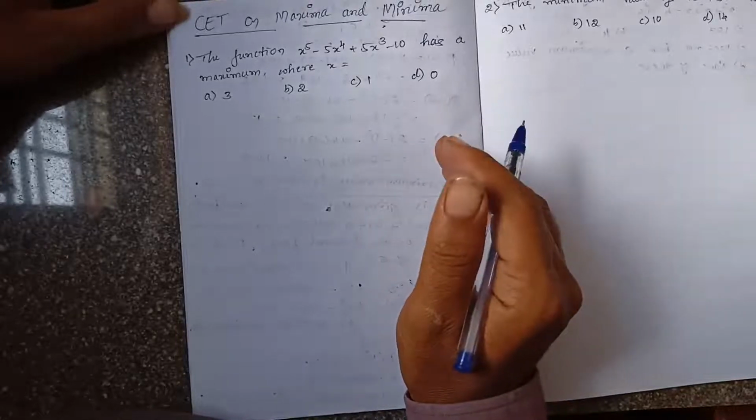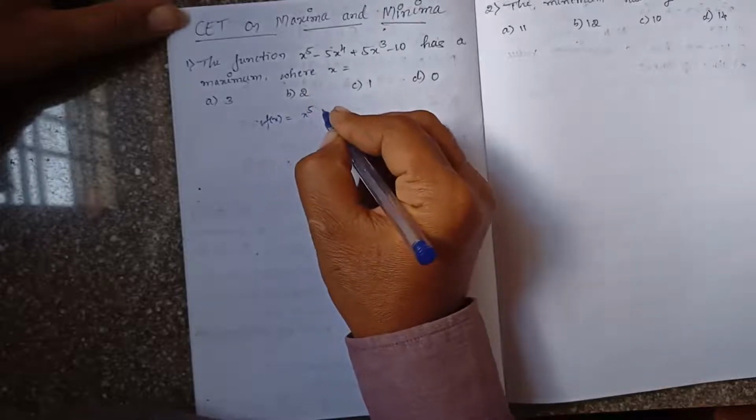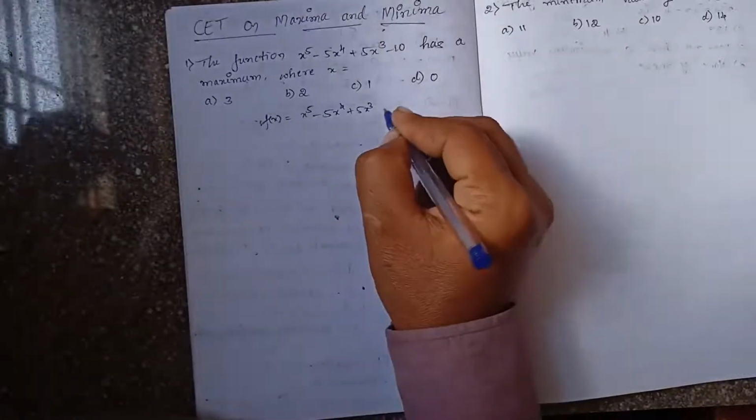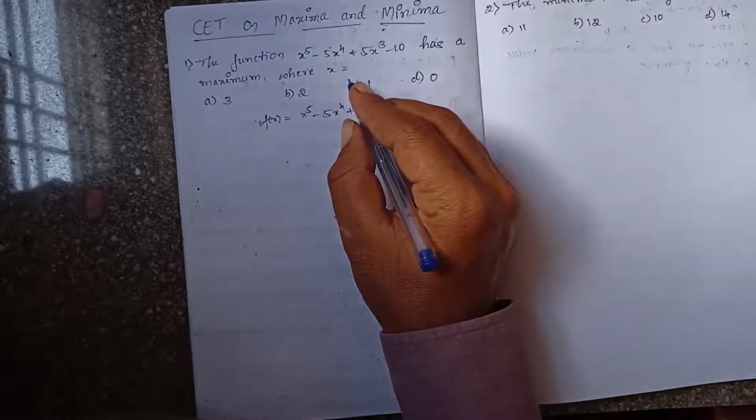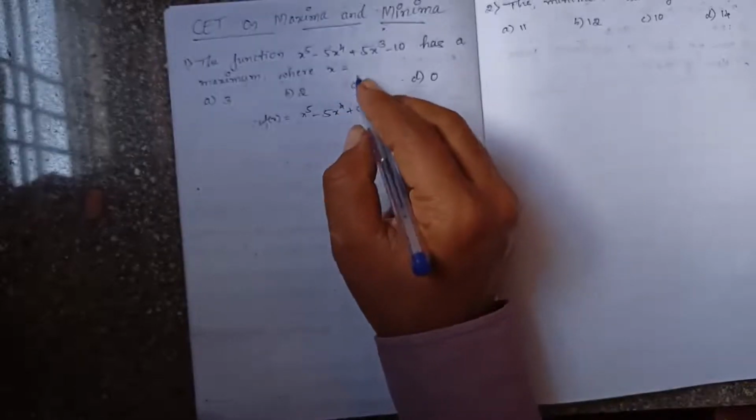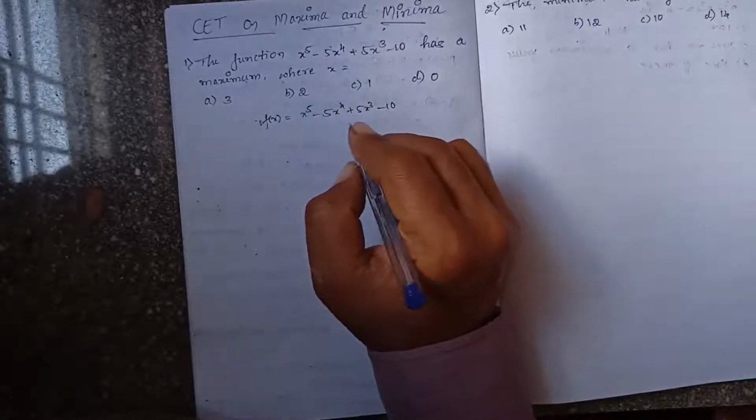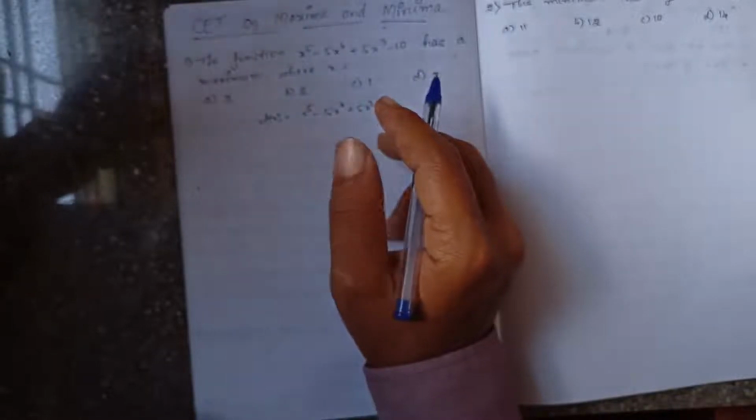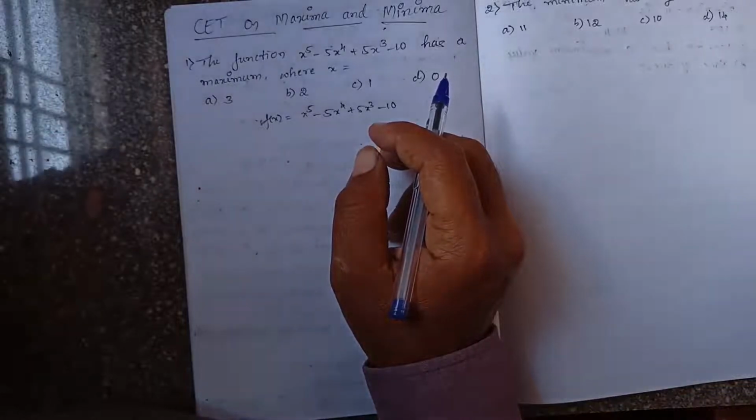First question: the function, let me take this function as f of x is equal to x raised to 5 minus 5 into x raised to 4 plus 5 into x cube minus 10, has a maximum where x is equal to what? According to the theory, we will differentiate, find where f dash of x is equal to 0, and at those points check whether f double dash of x is greater than 0 or less than 0.